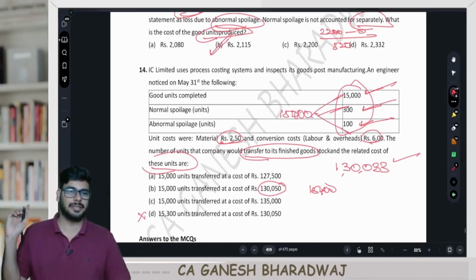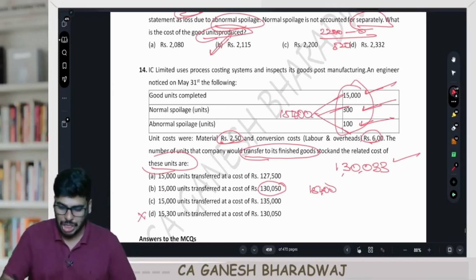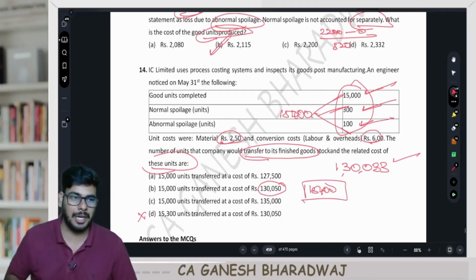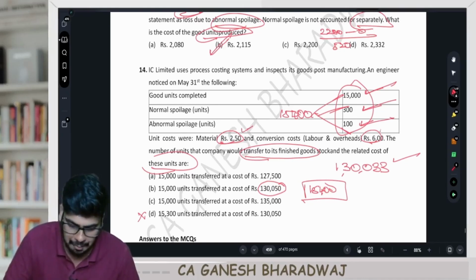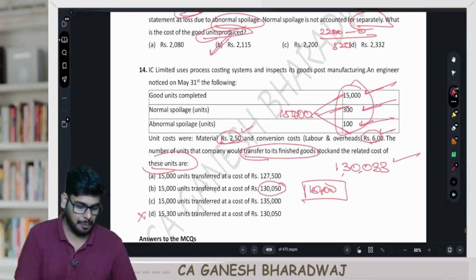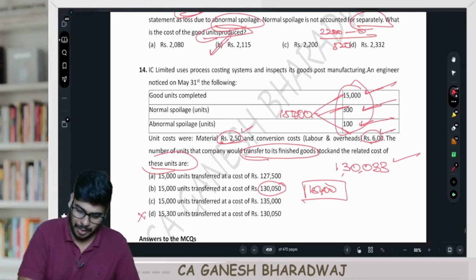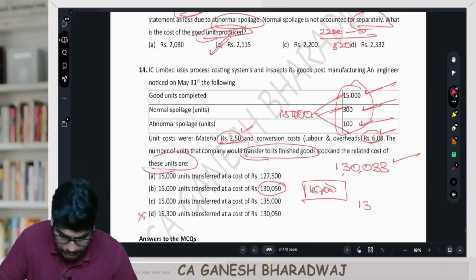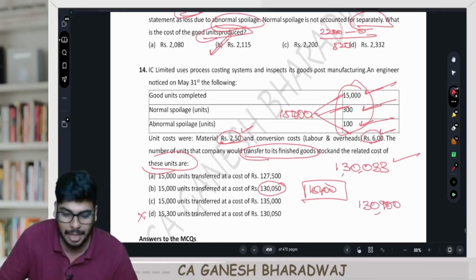Guys, clear with this? So I had originally processed how many units? 15,400 units, right? The cost per unit is how much? 2.5 plus 6, 8.5 rupees, right? So 8.5 into 15,400. What is the total cost? 1,30,900. Guys, clear with this.